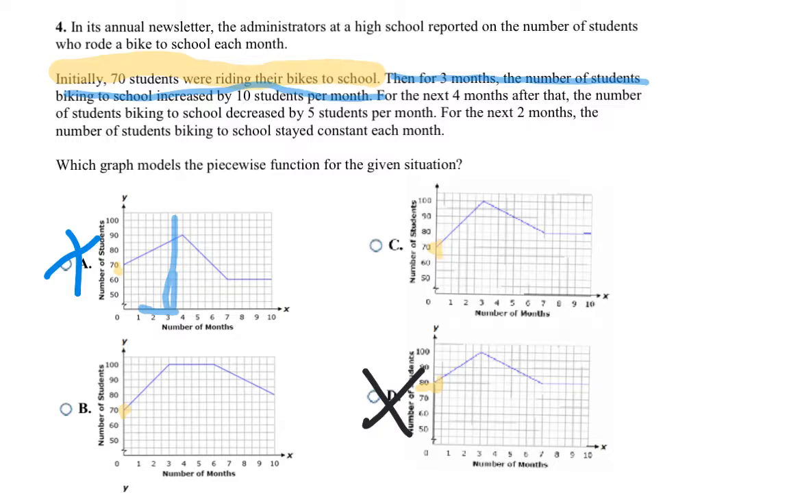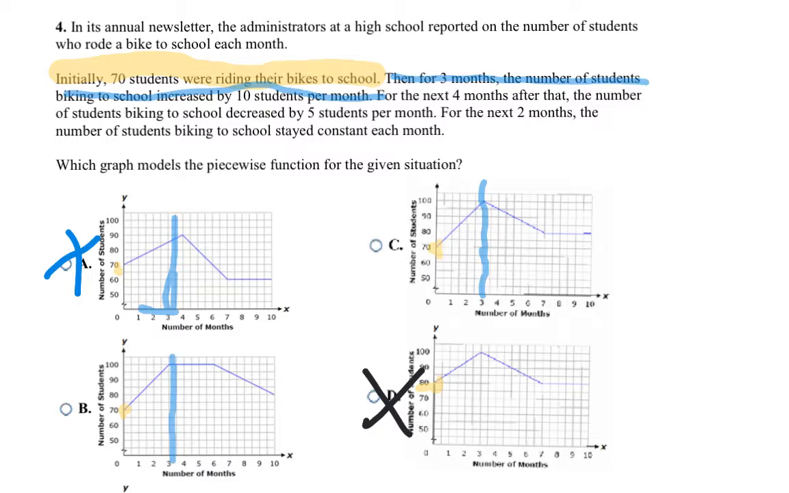So let's look at B. It increases from 70 to the 3, month 3, and then it changes. So that means it could be B. And then I'm going to look at C, looking at month 3.